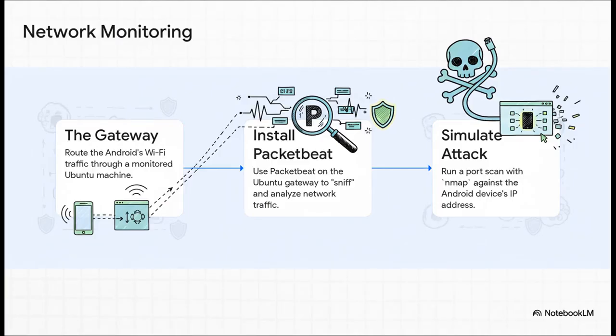So here's our clever workaround. We set up our network so that the Android phone's Wi-Fi traffic has to pass through our Ubuntu machine, which now acts as a kind of gateway or listening post. Then, on that Ubuntu machine, we install Packetbeat. It's an Elastic tool that just sniffs and analyzes all the network traffic passing through. With that in place, we can simulate an attack, in this case a simple port scan using Nmap, against the phone and see what Packetbeat hears.